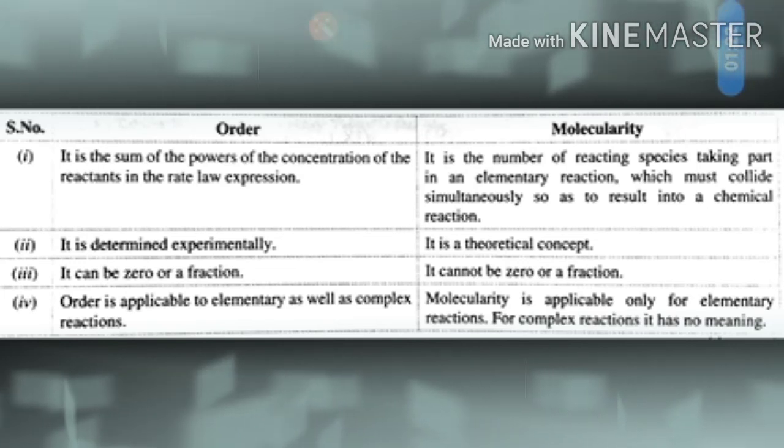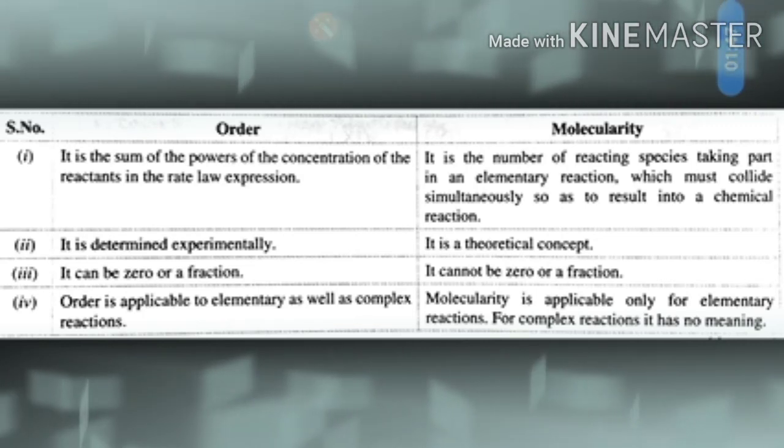Third point: order of reaction can be 0 or a fraction, which I have already explained. Molecularity cannot be 0 or a fraction. The fourth point: order is applicable to elementary as well as complex reactions. Molecularity is applicable only for elementary reactions. For a complex reaction, it has no meaning, which I have explained very well.